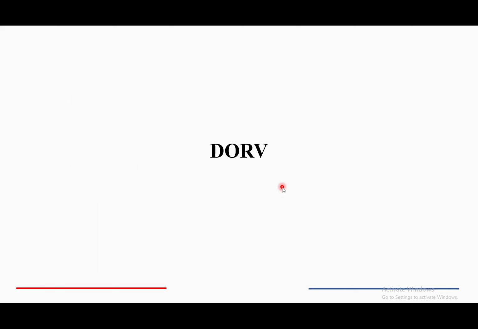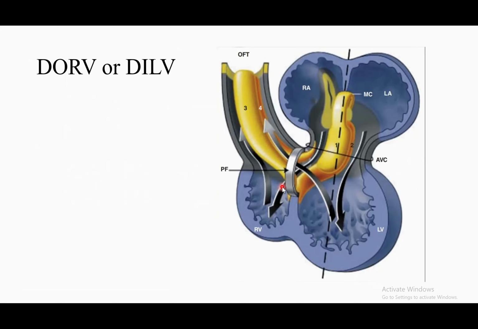Talk about DORV, double outlet right ventricle. We usually find DORV and DILV, double outlet right ventricle and double inlet left ventricle. But it is very rare to find the opposite. It is very rare to find a double outlet left ventricle or a double inlet right ventricle.